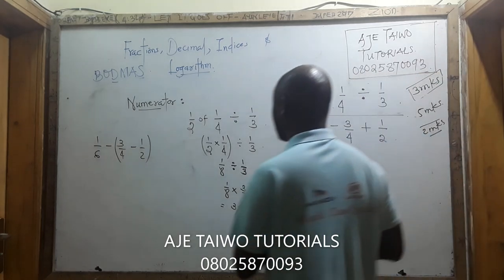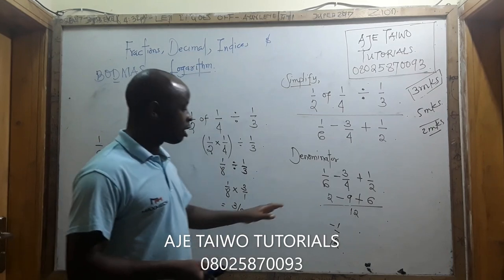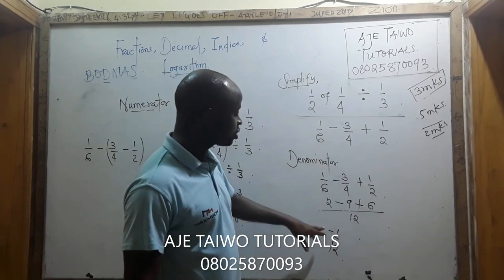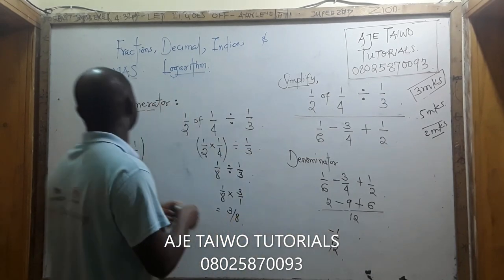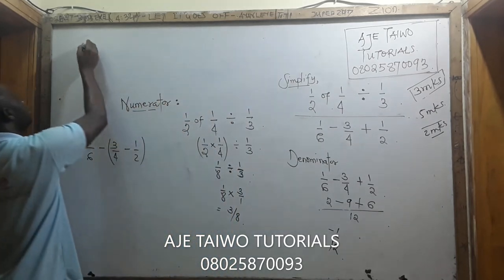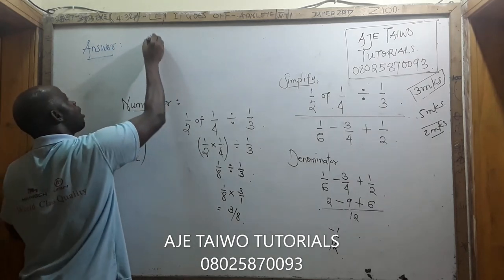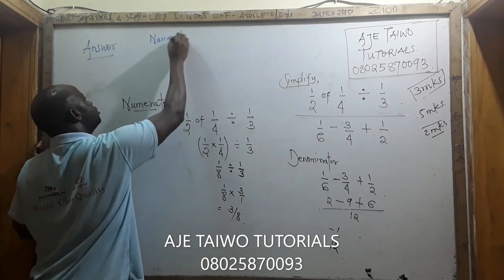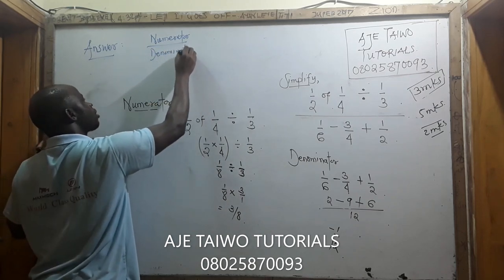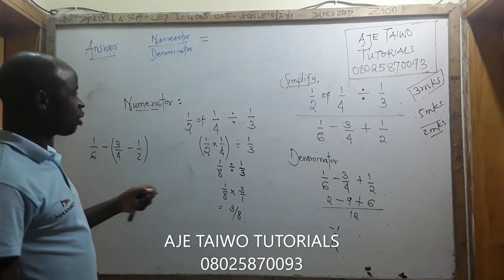So, we are watching now. I have done the numerator. I got 3 over 8. I've done the denominator, which is minus 1 over 12. So the answer to the question will be numerator over denominator. Numerator is what's on top here.